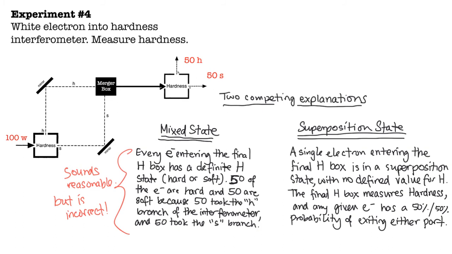So you might be wondering, why would this electron entering the hardness box not have a defined value for hardness? After all, it's coming out of a hardness box. Shouldn't that imply for sure that the electron has a hardness when it enters the final hardness box? And what we're going to see is although these white electrons enter a hardness box, this device, this interferometer, is actually not making a measurement of hardness. So we'll have to come back and see exactly why that is.